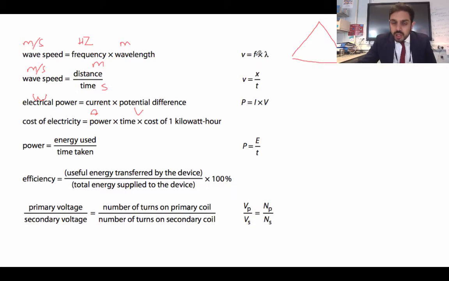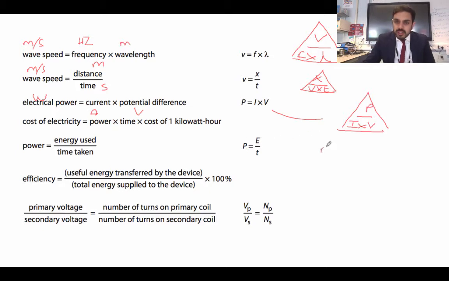Really, really straightforward. If I'm timesing those two, they must go at the bottom. And then V goes at the top. Now, for this one here, I'm not timesing the bottom two. The X goes at the top. X equals V times T. This one here, do it over here. Timesing the bottom two, so they go at the bottom. And the last one here, E is in the top of the triangle as well. E equals P times T.